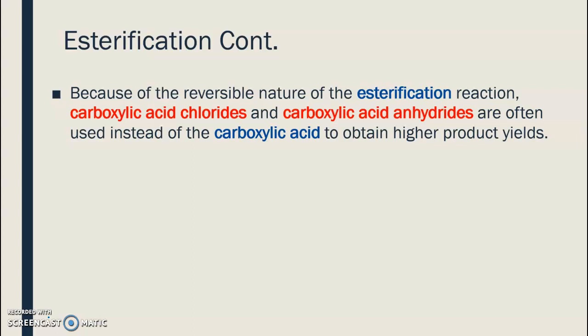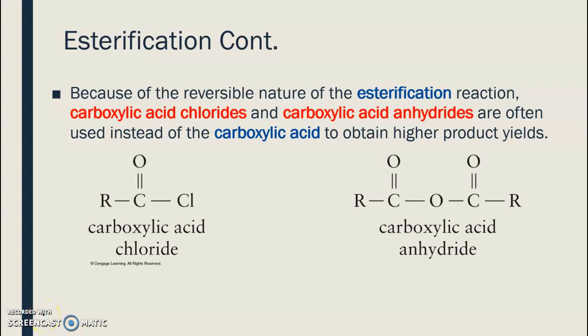So those are the carboxylic acid chlorides and carboxylic acid anhydrides. Let's take a look at what those two organic families look like. Here's the general formula for each. I feel like the carboxylic acid chloride is the most intuitive. It essentially looks a lot like a carboxylic acid, but instead of a hydroxyl group, we have a chlorine atom, and that's thus the chloride name.